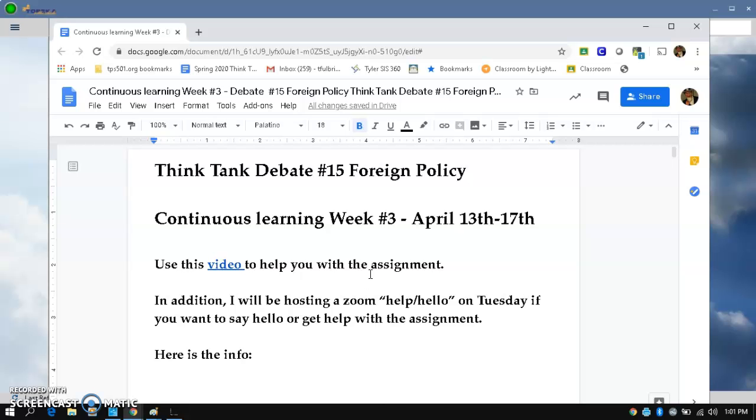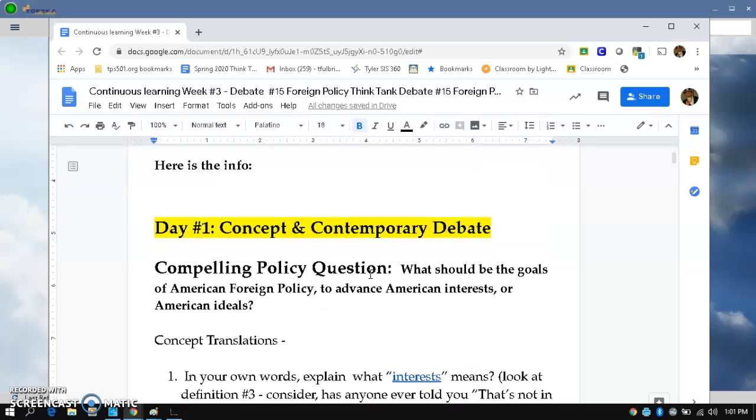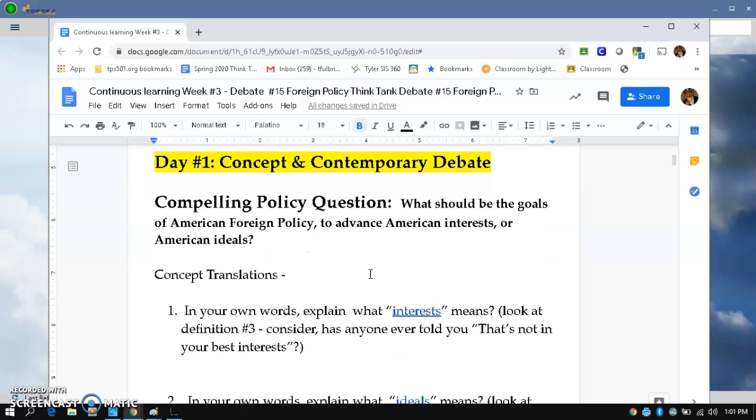Alright, so for our 15th assignment, we are going to be talking about American foreign policy. This one's a compelling policy question: what should be the goals of American foreign policy? To advance American interests or American ideals?